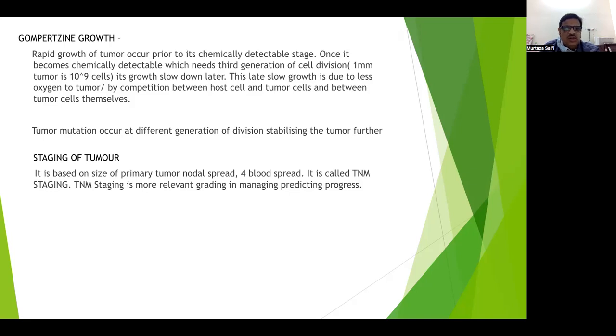Tumor maturation occurs as different generations of division stabilize the tumor further. Staging of tumor is very, very important. It is based on size of primary tumor, nodal spread, and blood spread. It is called TNM staging, tumor nodal metastasis staging, which is very common. TNM staging is more relevant than grading in managing and predicting progress.